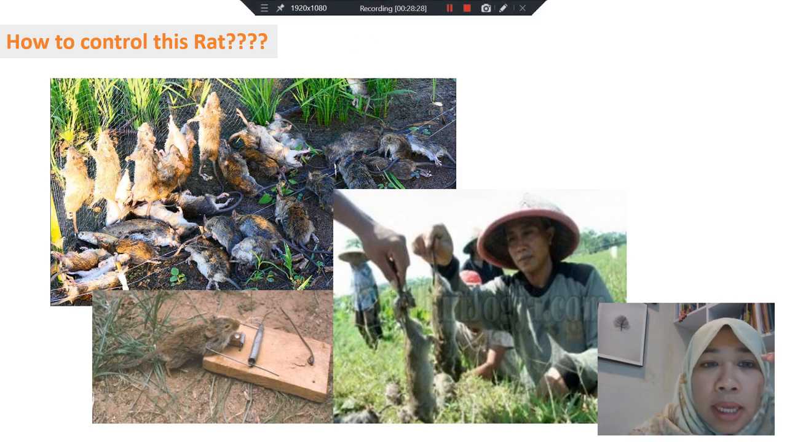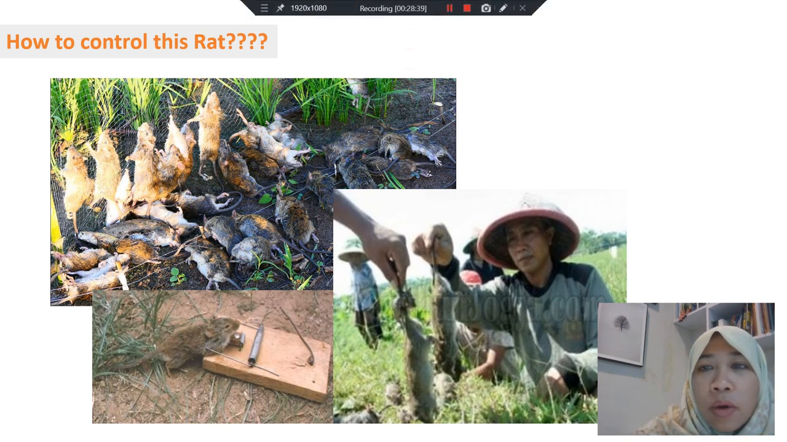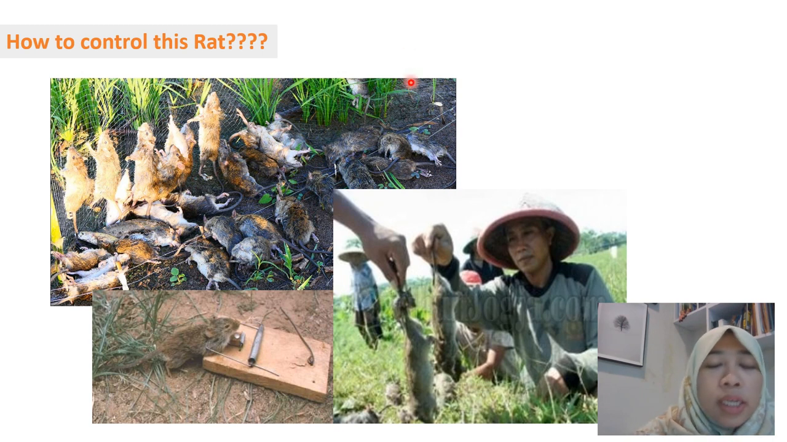We can manage their reproduction because the host or the plant is different. So the crop rotation is important. And then another thing that is important is plant in unison. Plant in unison means tanam serampak.